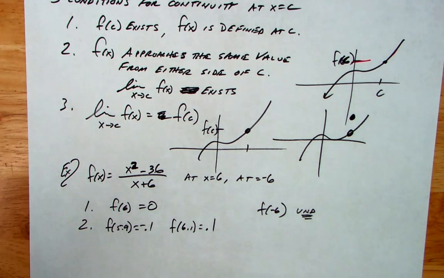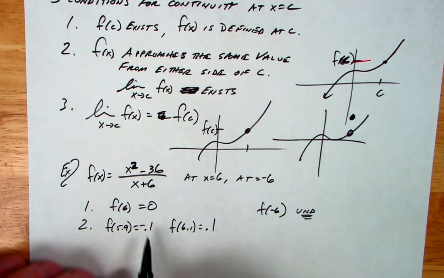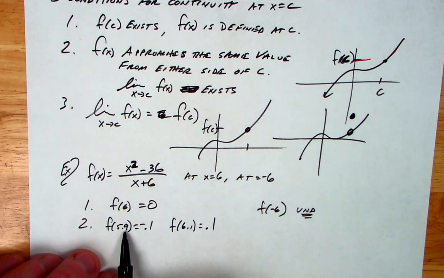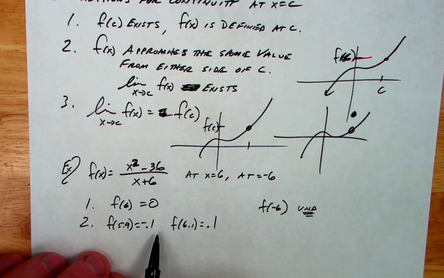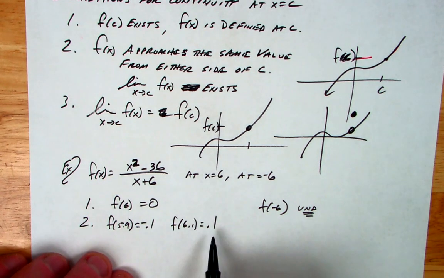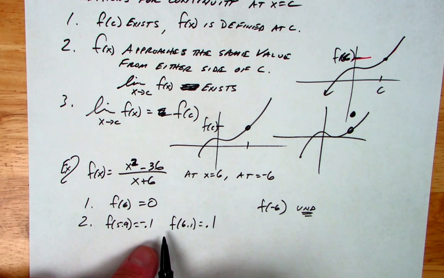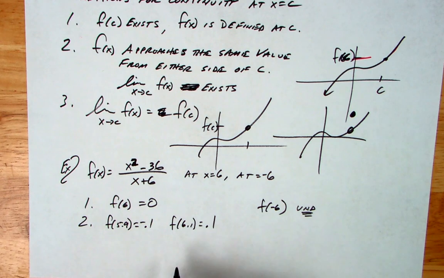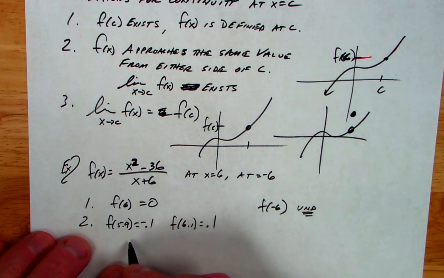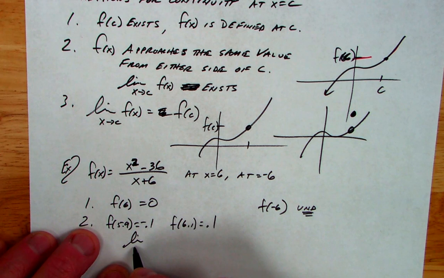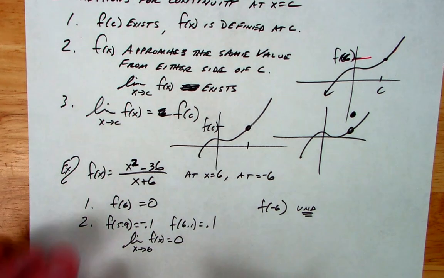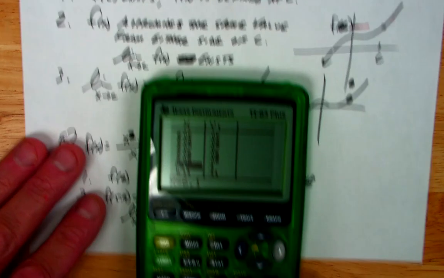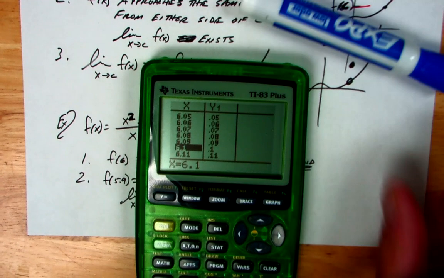So here's the deal. Let's refocus on what we're doing. So at 5.9, it's negative 0.1. At 6.1, it's 0.1. What does it seem like it's getting closer to? It's getting closer to 0. So the limit as x approaches 6 of that function appears to be 0.